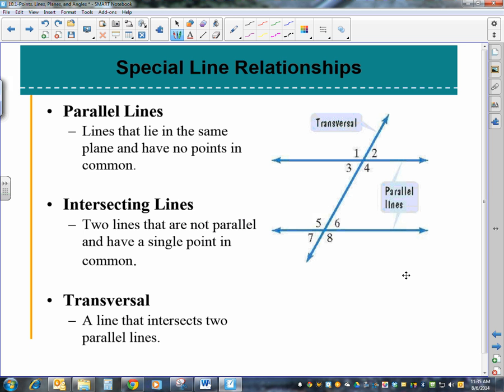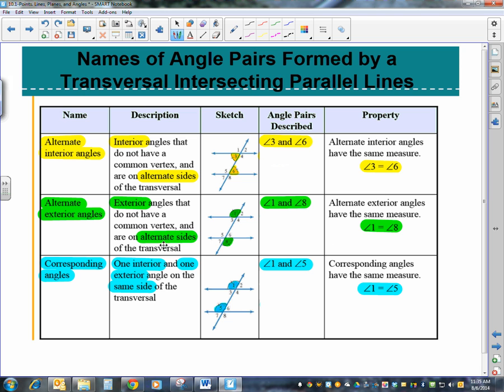We have special angles that are formed when we have parallel lines cut by transversals. I tried to highlight it to make it easier. We have alternate interior angles. They are interior and on alternate sides of the transversal. So they're inside the parallel lines, on opposite sides of the transversal. We have 3 and 6, and hopefully you can see that you also have 4 and 5. Alternate interior angles are always equal, so angle 3 equals angle 6, and angle 4 equals angle 5.